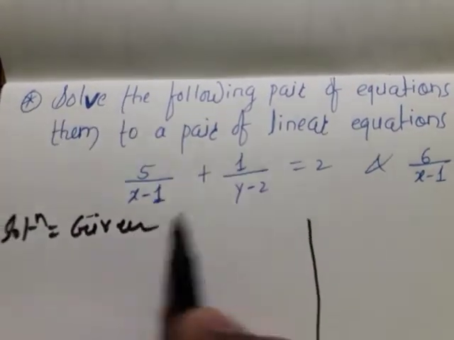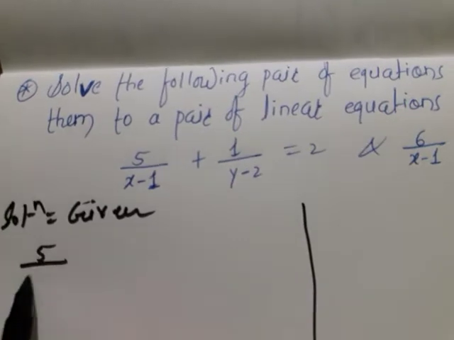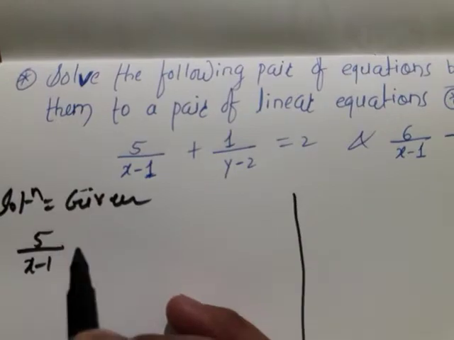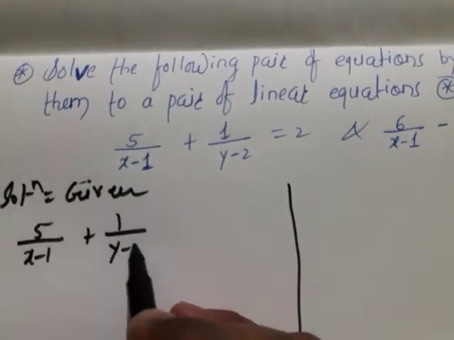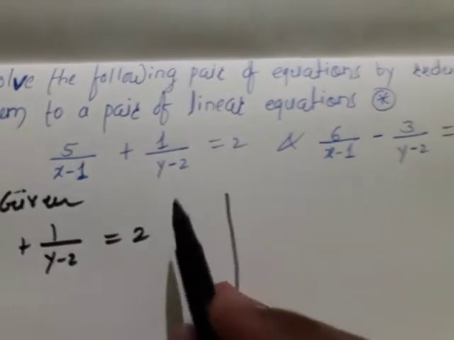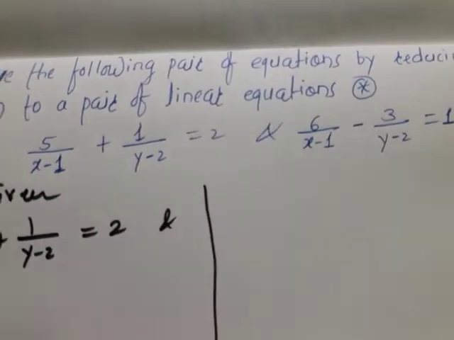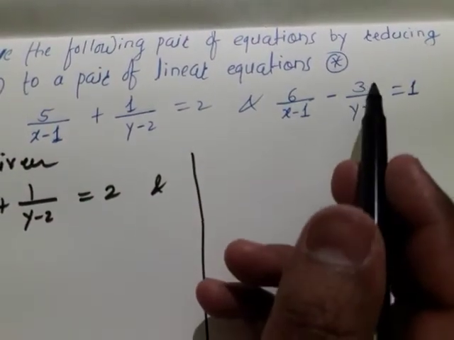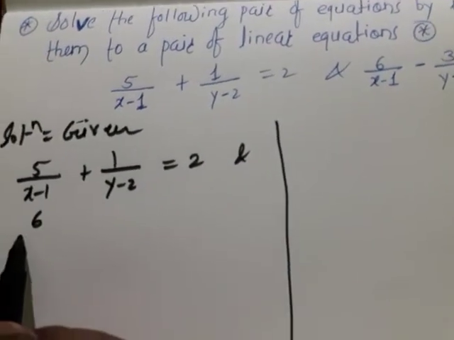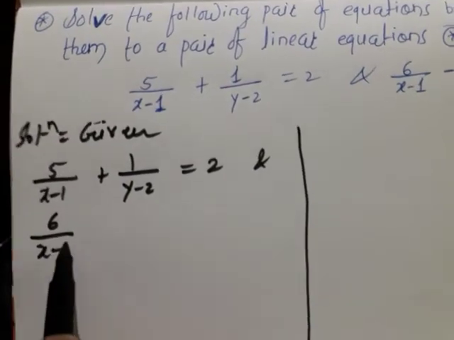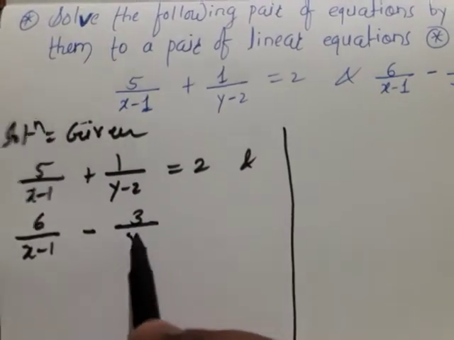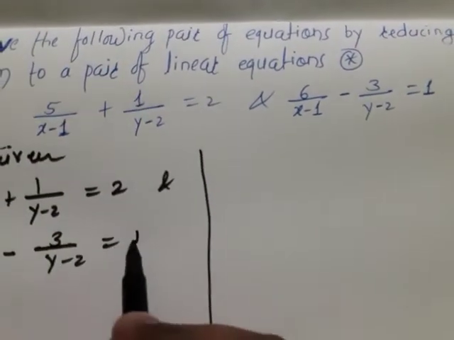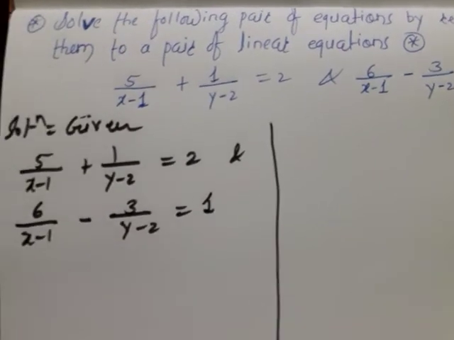Given: 5 divided by x minus 1 plus 1 divided by y minus 2 is equal to 2, and 6 divided by x minus 1 minus 3 divided by y minus 2 is equal to 1. Those are the two equations given to us.